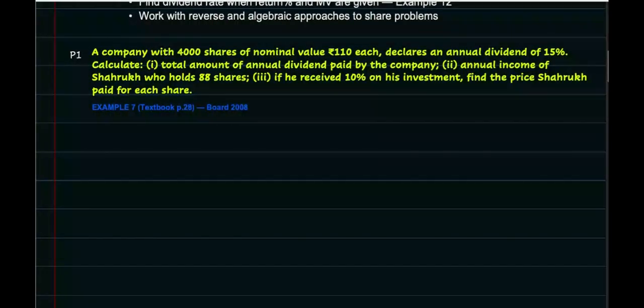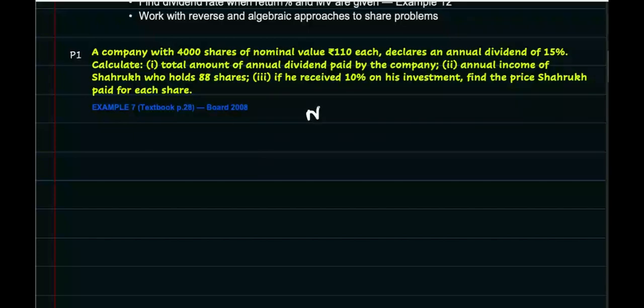A company with 4,000 shares of nominal value rupees 100 each. So you might get confused with this. What is nominal value? Nominal value is nothing but face value. In some of the problems it will be given as nominal value and some of them as face value. So you don't get confused with this. Nominal value is face value.